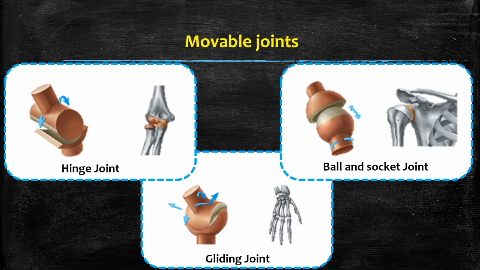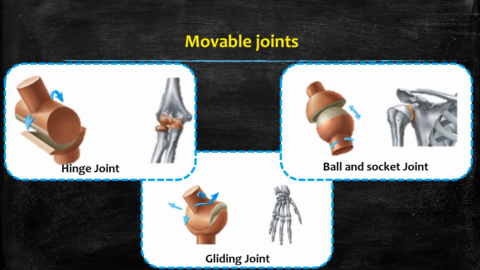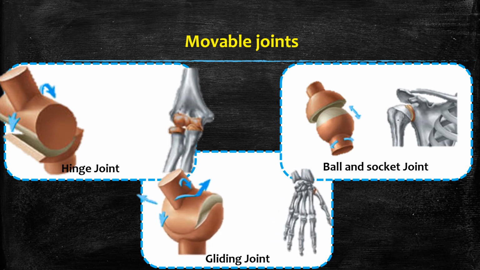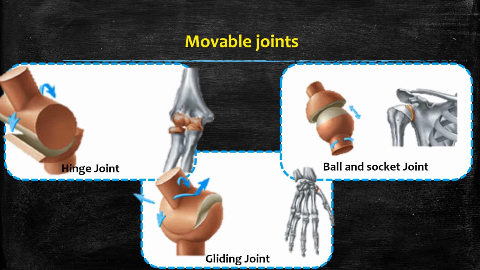Movable joints. First example of movable joint is hinge joint. Look at this picture. These bones can move in one direction only. That means you can say in 180-degree angle only. Examples are elbow and knee joints. Next is gliding joint. In this type of joint, the bones can only slide over each other. Examples are wrist and ankle joint.